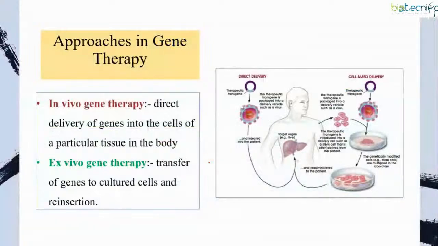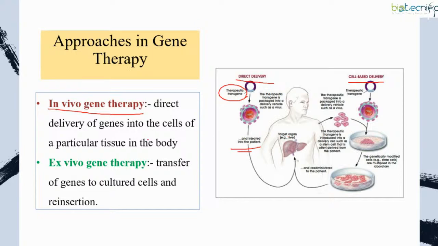Now, we have two approaches of gene therapy which are successful. One is the direct delivery method, another one is the cell-based delivery method. The direct delivery method is also known as in vivo gene therapy, where we insert the therapeutic gene into a vector, and that vector could be a vehicle, that is a virus, any virus, which is then injected into the patient and targets the specific organ.